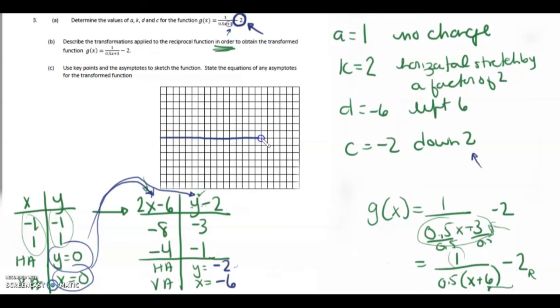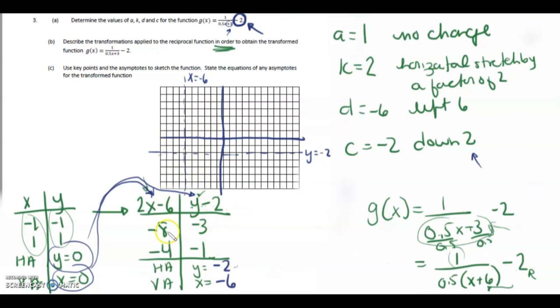So I'm going to draw this right in the middle. We're going to use a scale of 1. So the horizontal asymptote is -2. So we put a dotted line here, and we put y equals -2. The vertical asymptote is 1, 2, 3, 4, 5, 6, is -6. So we put a vertical dotted line, x equals -6.